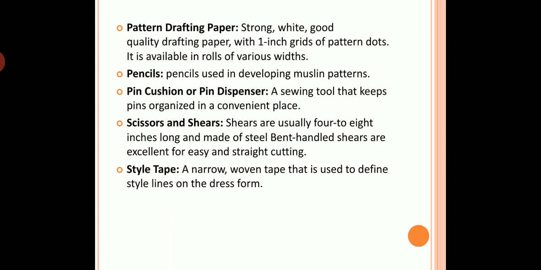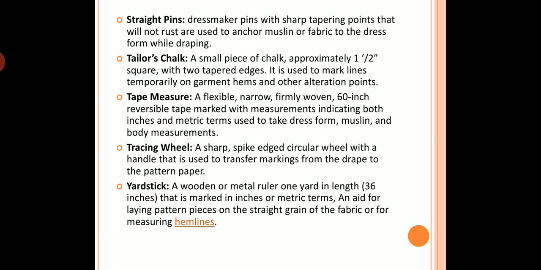Next is style tape, a narrow woven tape that is used to define style lines on the dress form. There are other tools also, like straight pins. These are dress marker pins with sharp tapering points. Then tailor's chalk. We all know about tailor's chalk. These are used to mark lines temporarily.